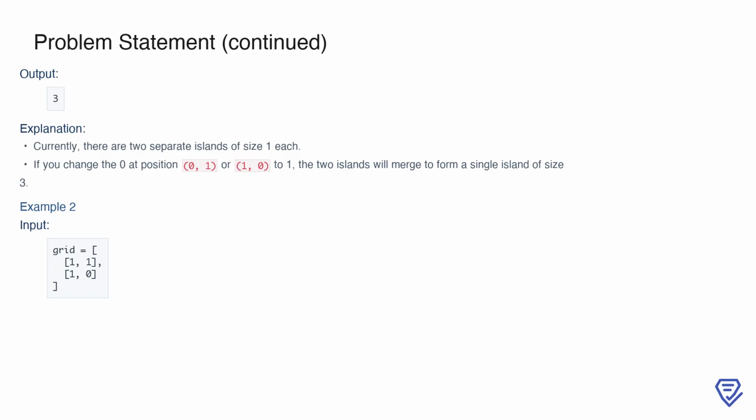Let's look at the first example. Here, the input grid is a 2 by 2 matrix where the top left and bottom right corners are land cells, and the other two cells are water. Currently, the grid contains two separate islands, each of size 1. If you change the water cell at position 0,1 or 1,0 to land, these two islands will merge into a single island of size 3. Hence, the output for this example is 3. This demonstrates how flipping one water cell can maximize the size of the connected land.